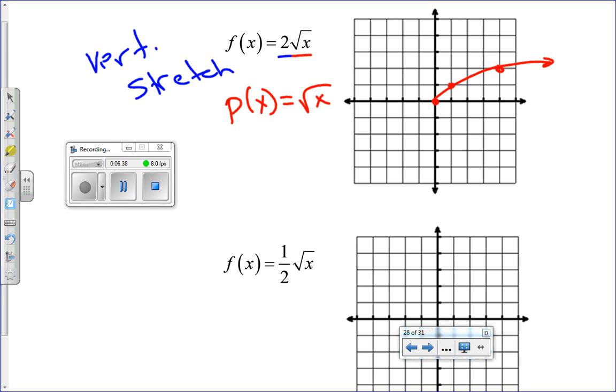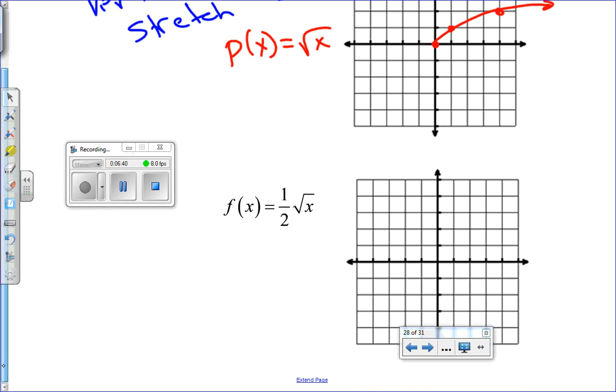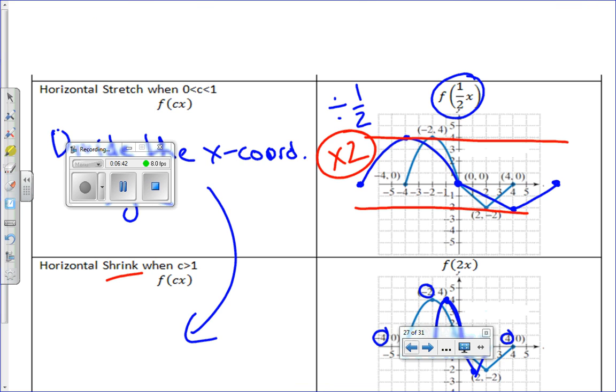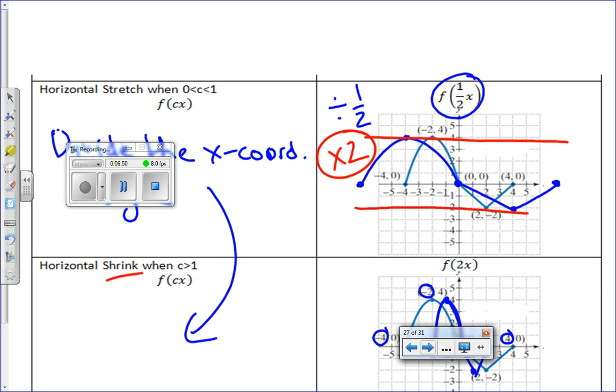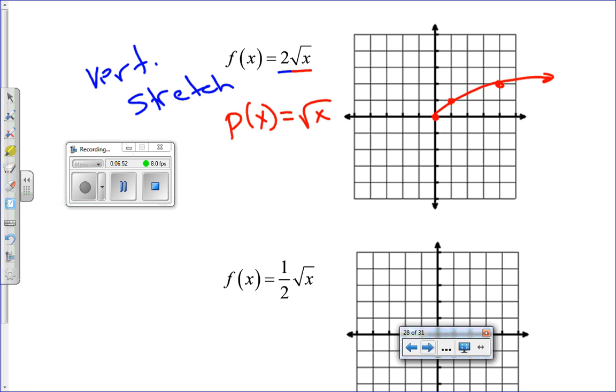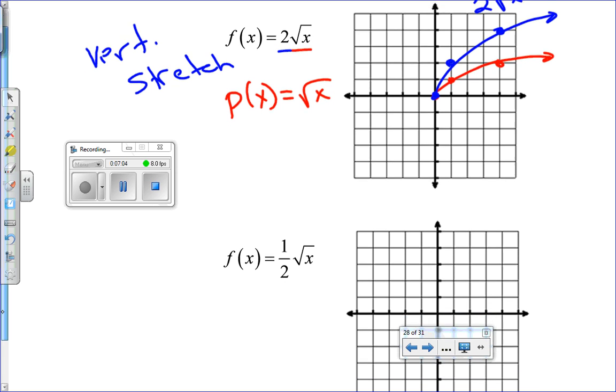So going back to our notes, we will recognize that we will multiply. Let's see, we're multiplying the outside by a number. That's the vertical stretch right here. And we're going to multiply all the y-coordinates by 2 in this example. So let's see, 0 stays at 0, 1 goes to 2, and 2 goes to 4. So this is the graph of 2 square root of x. Let's compare that to the graph of 1/2 square root of x.